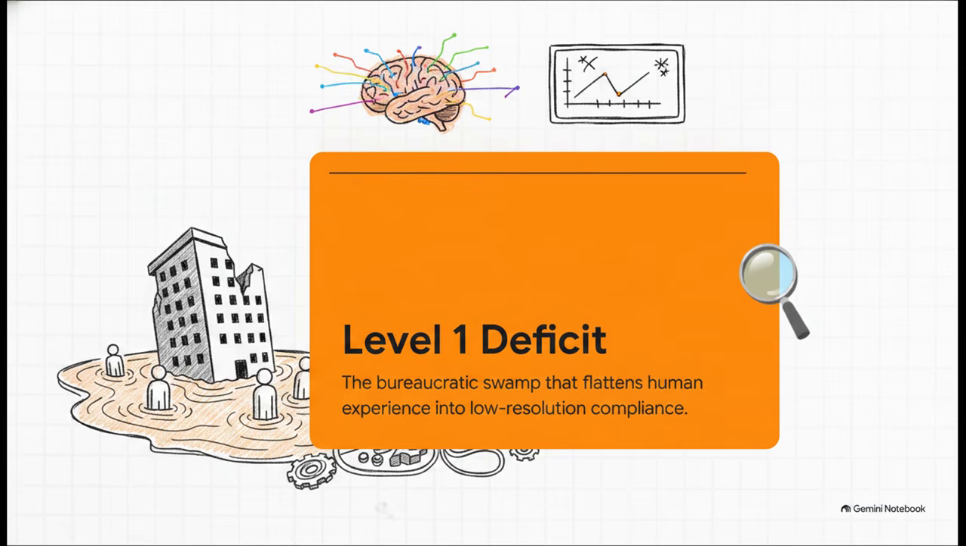So the sources describe this Level 1 deficit as essentially a clinical or bureaucratic swamp. Think about institutional referees who operate entirely on flat, linear compliance. They just don't have the hardware to map a highly traumatized person in full multidimensional reality. Instead, these referees force misapplied action symbols onto you, flattening your entire human experience into a low-resolution simulation. And what happens? You end up trapped in a paralyzed state. It's a massive, systems-level mismatch.